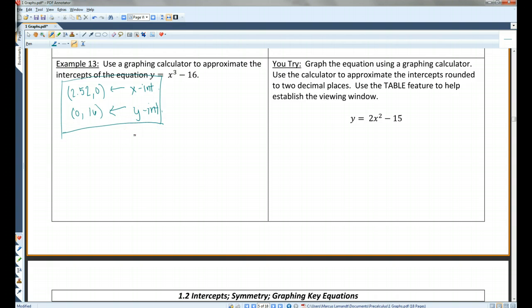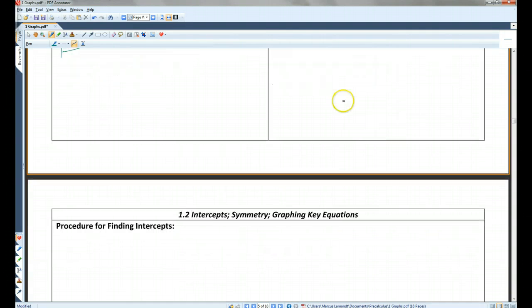You could also do this algebraically, just by plugging in 0 for x or 0 for y, but the problem asked you to use a graphing calculator. That's why we did it the way that we did. Okay, so you guys can try this one, and that's all.